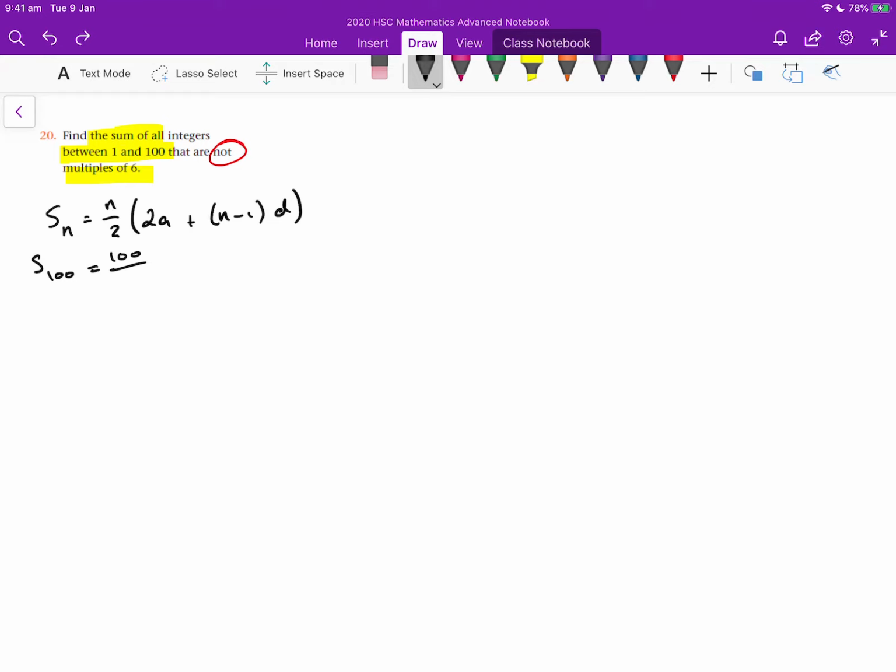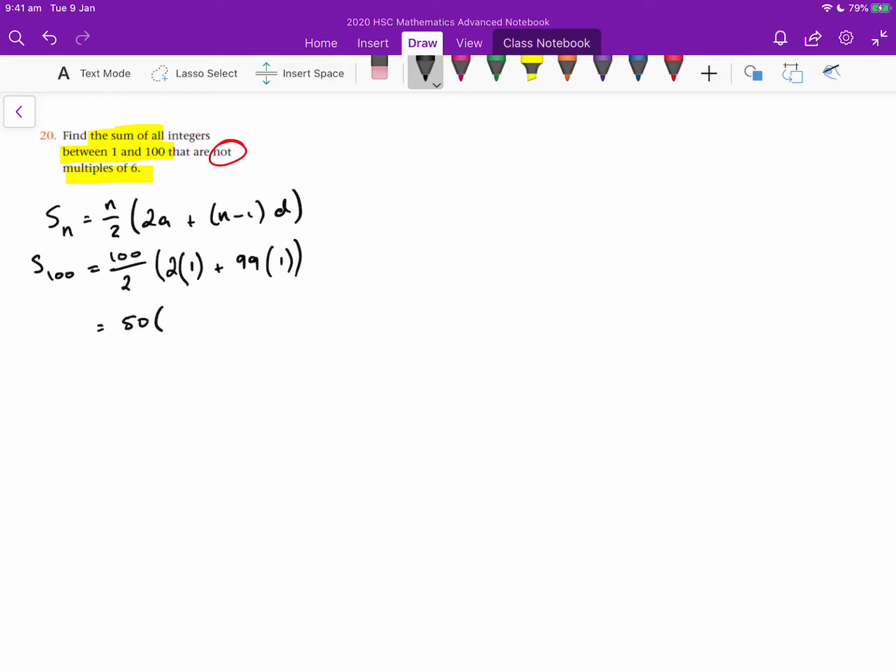It might help if I put the right number underneath it though, number 2. In the bracket here, we've got 2 and then a. Well, a is the first term in that series. The first term in this series is going to be 1. So 2 times 1 plus n minus 1, where n is 100, so 100 minus 1 is 99. And the common difference, well, it's all those numbers between 1 and 100, so the common difference is also going to be 1. So we simplify it out.